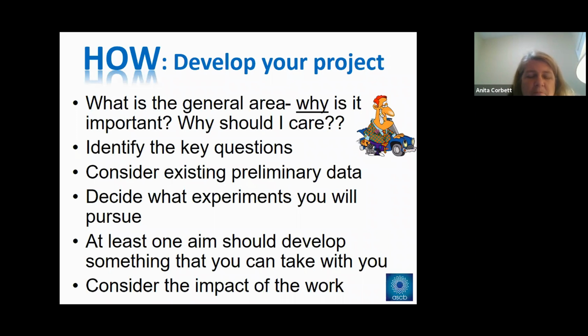So part of it is finding out what type of preliminary data exists to support what you're proposing to do. Then obviously at some point you have to decide what experiments you'll pursue and figure out how to write those as a narrative and write them based on experiments and what results would mean and how those would fit into your model. And then coming back to this point, at least one aim, ideally, would develop something that you can take with you, and always consider the impact of the work and always be attempting to drive home the impact of the work.